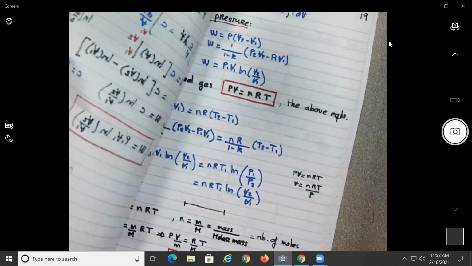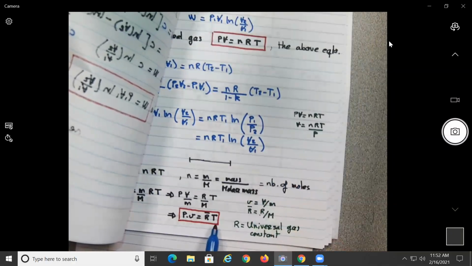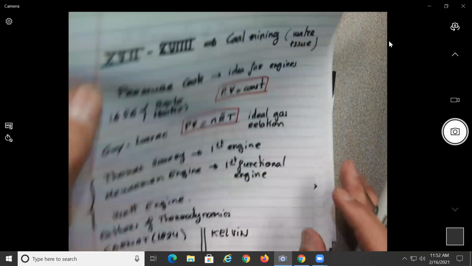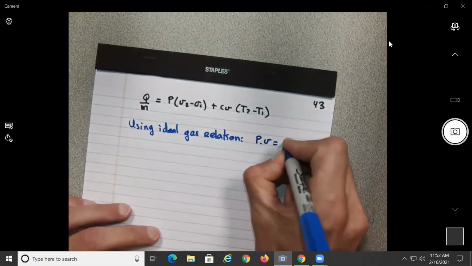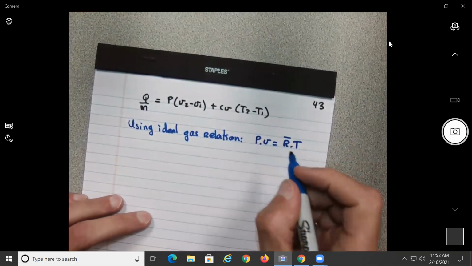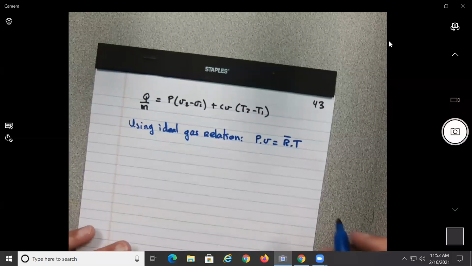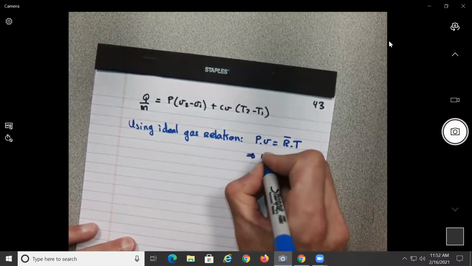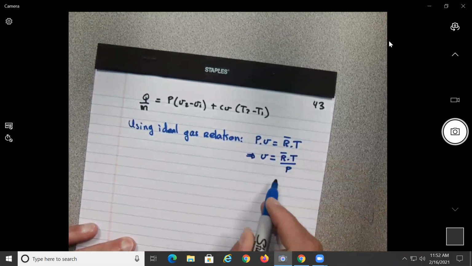So for the specific, we say Pv equal to R bar T, okay, for the specific volumes. All right. So we're going to have Pv equal R bar T. From this equation, what is the one that I want to eliminate? The v's, because we want everything in terms of temperature. So this will give you that v is equal to R bar T divided by P. But remember that P is constant.